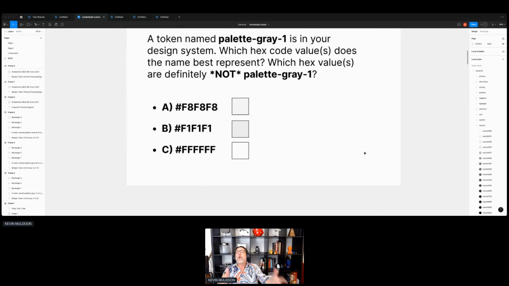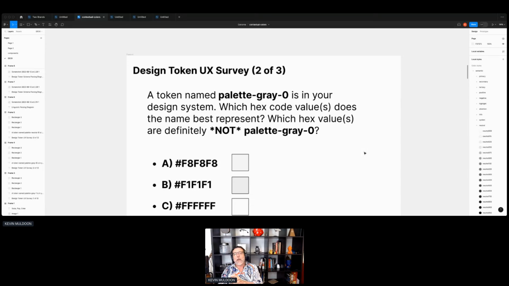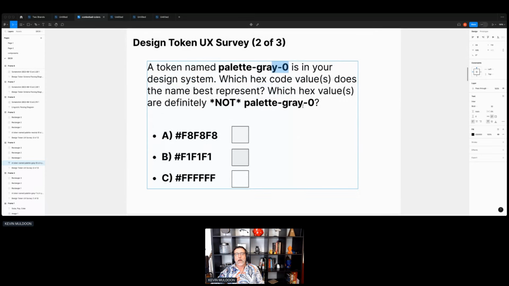Unfortunately, there are more people who will be coming in, new hires, who then have to be acclimatized to exactly what I just pointed out. So why don't we improve that a little bit? Why don't we say, well, maybe the 1 was sort of confusing. What if we said palette gray 0? Well, that should have improved things. Well, did it?